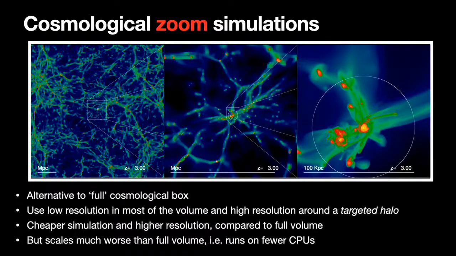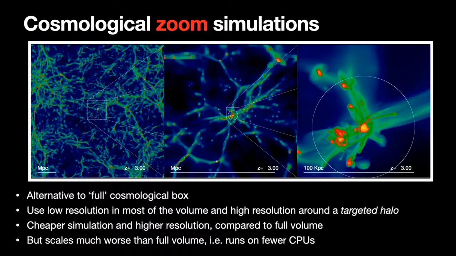But you allow the resolution to be low in most of the box, and then you define a region which you identify by running a pure dark matter simulation of the same box. Pure dark matter simulations are very cheap compared to having the gas as well. So you can easily do that, and then you can identify the halo that you're interested in the full cosmological pure dark matter simulation. And then you can rerun where you focus your resolution.